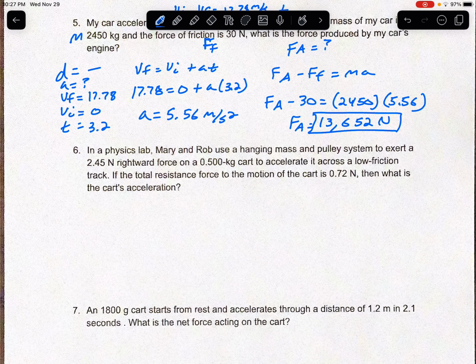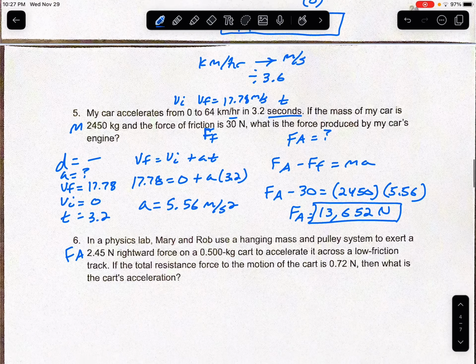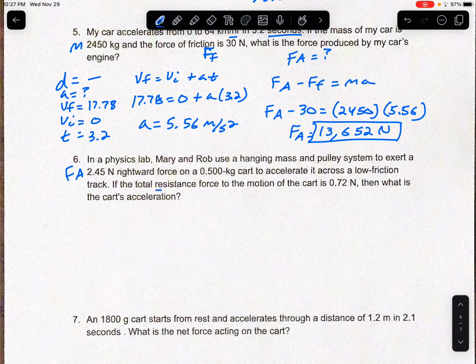So this is what I mean by reading the problem thoroughly to figure out what force is what. If Mary and Rob are using a hanging mass and a pulley system to exert a force on something, that is your applied force. If it talks about resistance force, that means it's trying to slow you down, so that has to be your frictional force. If you're ever not sure, just read the problem thoroughly and figure out which one is actually being applied, what's making it go, and what's trying to slow it down.